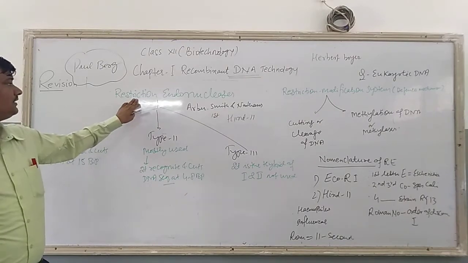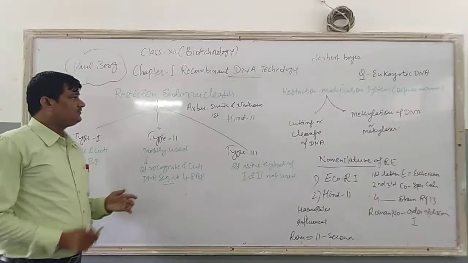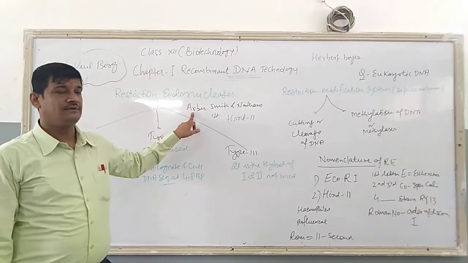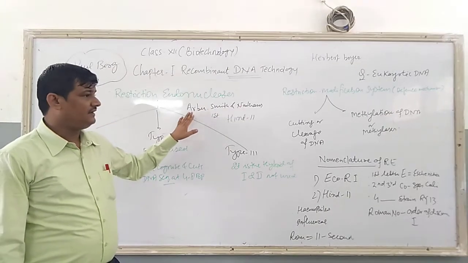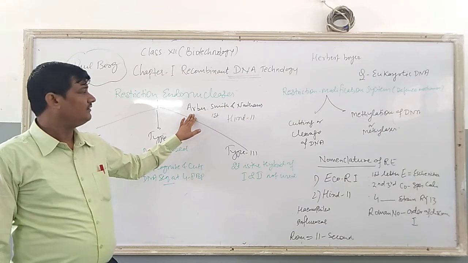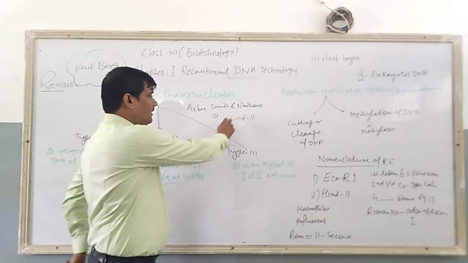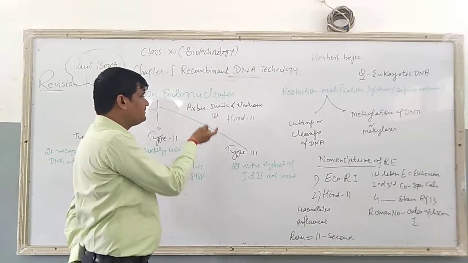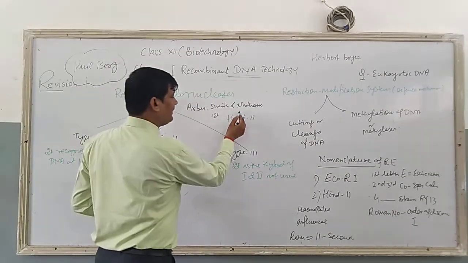Now continue to the section on restriction endonucleases. Restriction endonucleases were first discovered by Arber, Smith and Nathans. These were the scientists who discovered the restriction endonuclease first of all, and they were awarded the Nobel Prize too. The first restriction endonuclease discovered by Arber, Smith and Nathans was called HindII.